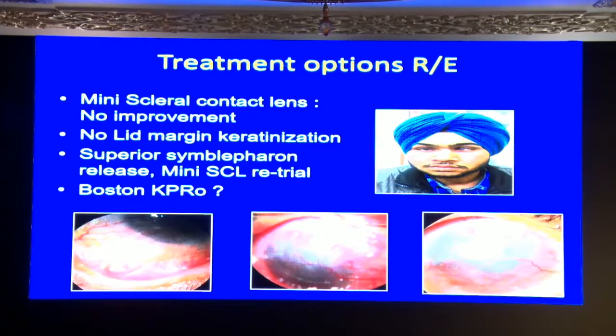And this is his right eye. We tried even a mini-scleral contact lens for him, but there was not much improvement. There's no lid margin keratinization. This is the latest picture now. At the moment he's developing mild superior symblepharon with some pannus on the superior side, and inferior symblepharon also. I would like to know at this stage what treatment we should do for him.